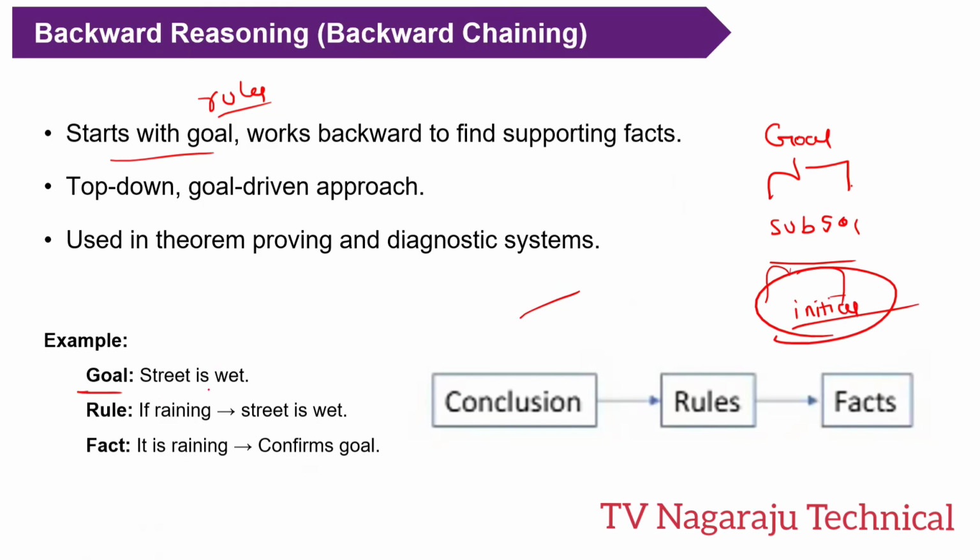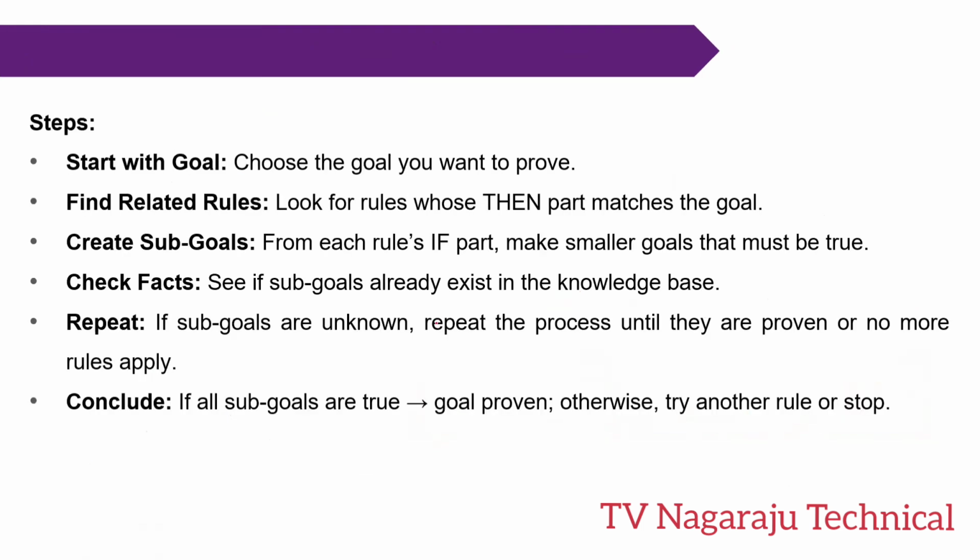See this one. What is my goal? My goal is the street is wet. From this, what is the rule? If it is raining, then the street is wet. From this, what is the fact? It is raining. So obviously the street is wet. In this way, we are moving in backward chaining. Exactly, this one starts with the goal and finds the related rules. From this, it creates sub goals, checks the facts, and repeats the process until we get the conclusion.